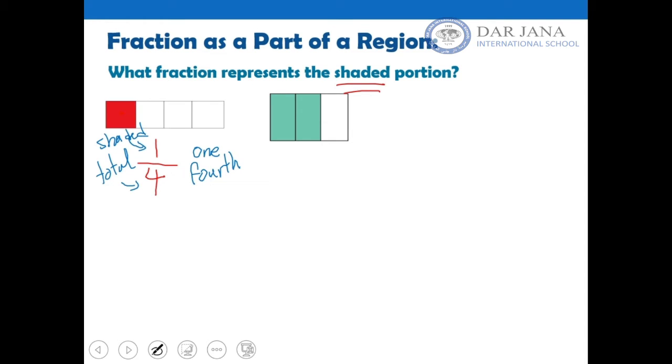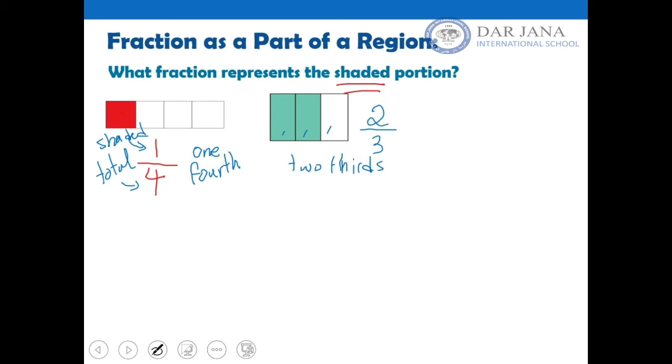Here the total number of the parts, they are 1, 2, 3. So 3. And the shaded, they are 2. So 2 shaded out of 3. So the fraction is 2 out of 3. I can read it 2/3.